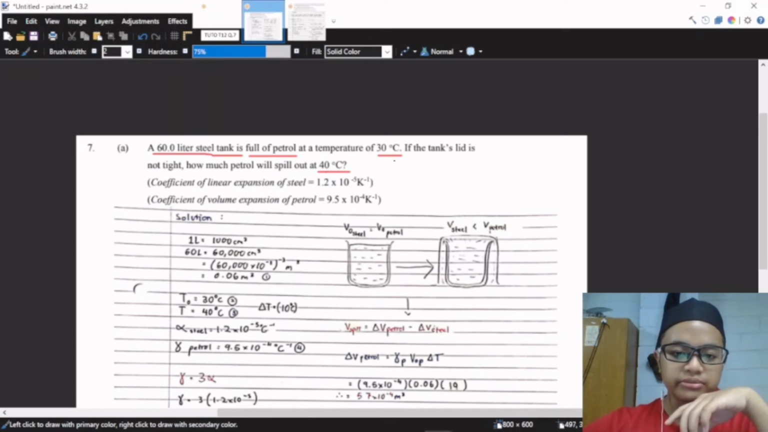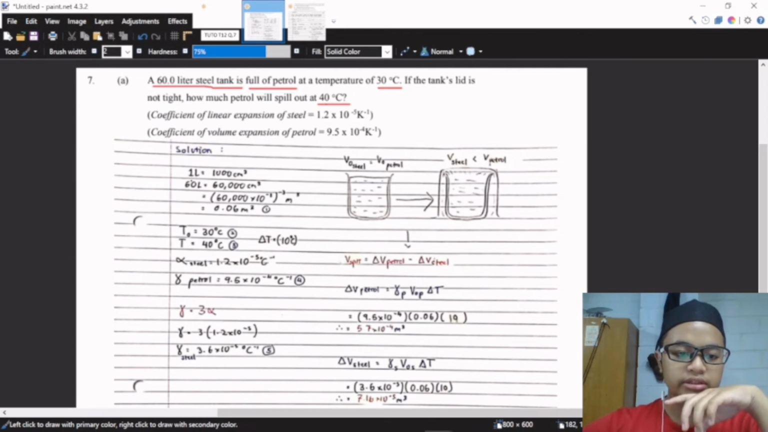Kita dah tahu initial temperature, final temperature and volume of steel tank. Now volume of petrol dia dah kata is full, is the steel tank is full of petrol. Jadi volume of steel tank sama dengan volume of petrol, dan kita kena cari dia punya volume in meter cubic. Jadi 1 liter sama dengan 1000 centimeter cubic. So 60 liters sama dengan 60,000 centimeter cubic. Itu berada pada meter, dan kita dapat 0.06 meter cubic.